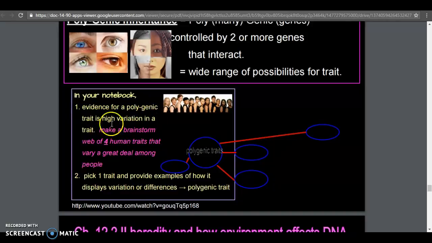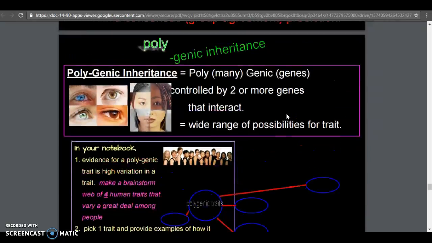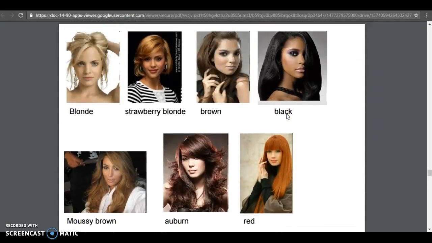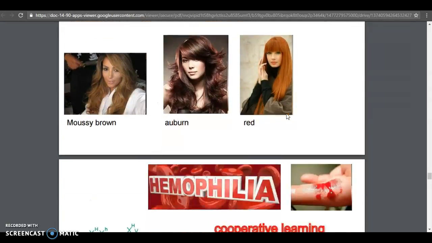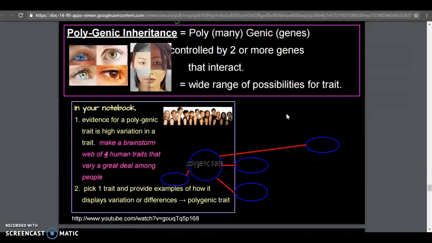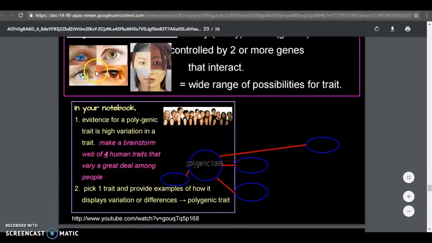And it says evidence for a polygenic trait is high variation in a trait. So look at this, here's clearly a big range of possibilities for a certain trait. You can take a guess what that trait is. You could say the same thing for this. Look at this hair up here. Look at all the different hair color types possible. So that's potentially polygenic as well. And then eye color as well. Lots of variation, lots of possibilities suggest that more than 2 genes are involved.